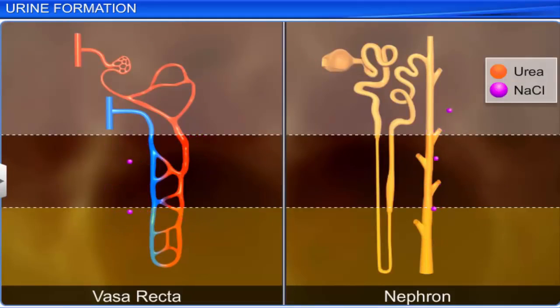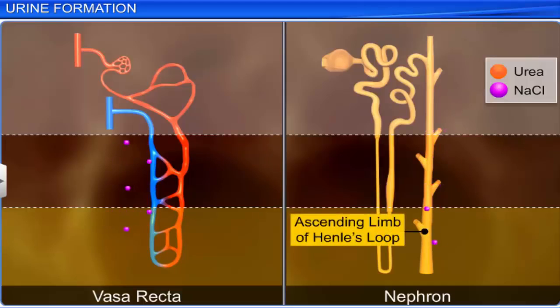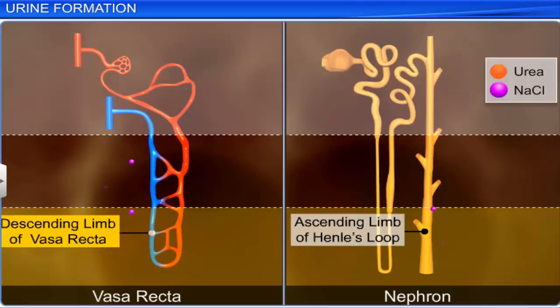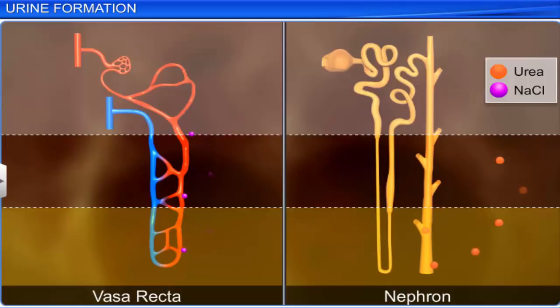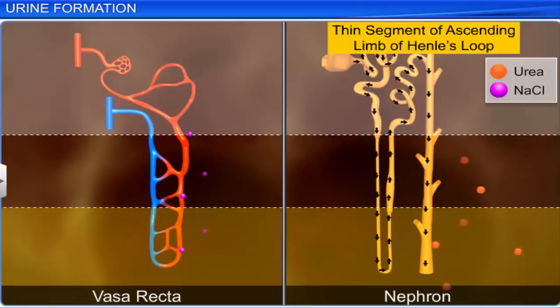The sodium chloride that is transported through the ascending limb of Henle's loop is exchanged with the descending limb of the vasa recta. Then the ascending limb of the vasa recta returns the sodium chloride to the interstitium. In the same way, small amounts of urea entering the thin segment of the ascending limb of Henle's loop are transported back to the interstitium by the collecting tubule.